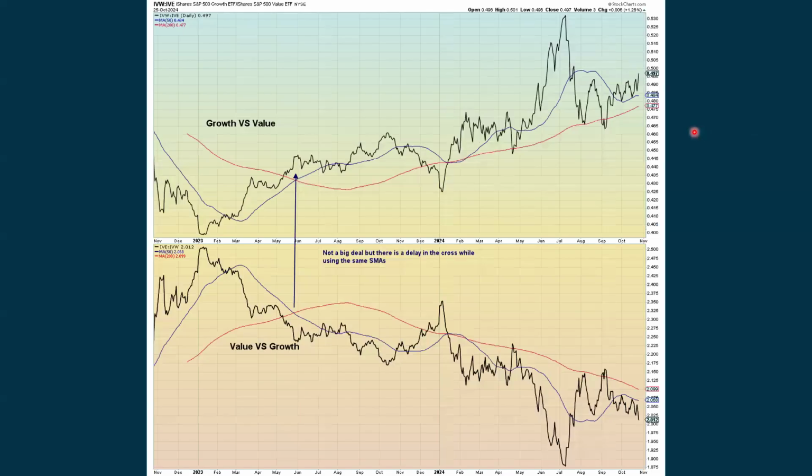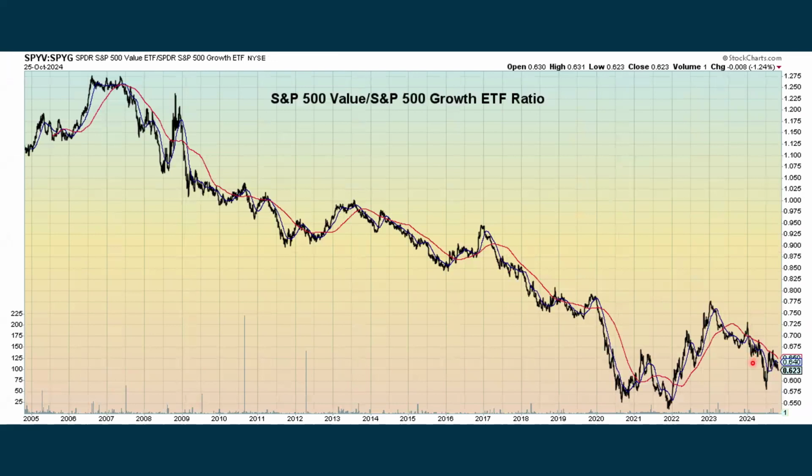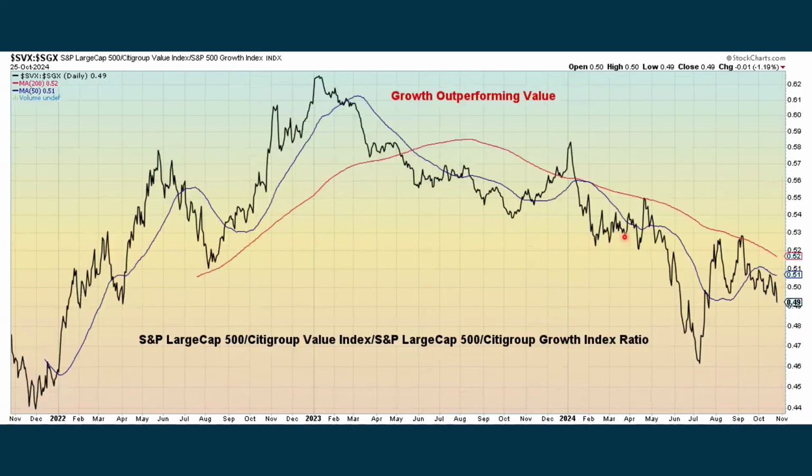Then we look at ratios, and this is a growth to value ratio, so showing how growth is outperforming value. Here's an inverse of that same chart showing how value is underperforming growth. Then we look at a longer term chart here, growth to value, showing how growth is outperforming, and inverse showing how value is underperforming growth with these indexes. We look at some ETFs. Growth is also outperforming value. And here's another look showing how, with a shorter term chart, how value is underperforming growth.